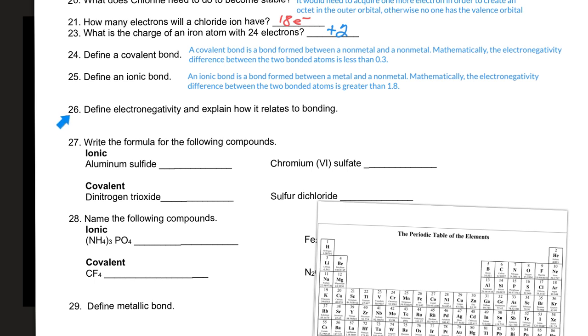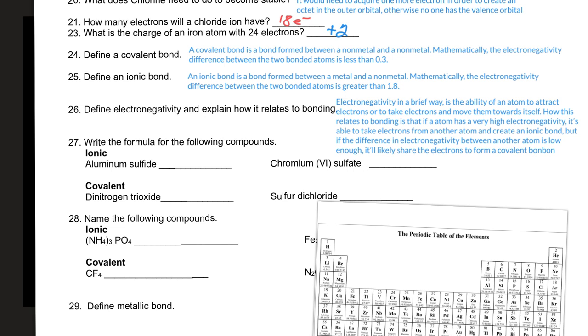All right, number 26. Let's go ahead and define electronegativity and explain how it relates to bonding. So in a very short way, electronegativity is the following. I've already gone ahead and defined it for you. I'm going to put it down here at the bottom. But electronegativity, in a brief way, is nothing more than the ability of an atom to take electrons from another atom. You could also say that the atom is able to attract electrons to itself, and the atom that has a higher electronegativity is able to do that. So if you have a condition where you have 2 atoms that are going to bond, this is how it relates to bonding.